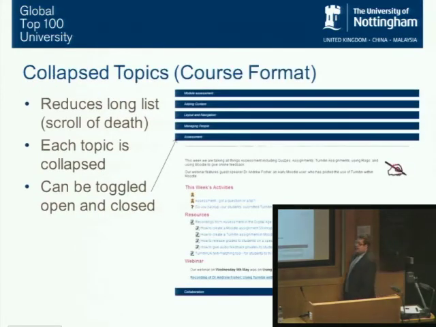Collapsed topic is another course format. Really the point of this one is to reduce the long list of all the course materials in one page, the scroll of death, I think we've heard people call it that, where basically when you go into it for the first time, each topic area is collapsed. So each of these little grey boxes is collapsed up, and what you can do is you can toggle one open and closed. So we can see that's the first one, second one, third one, fourth one, and in this case the fifth one is open.